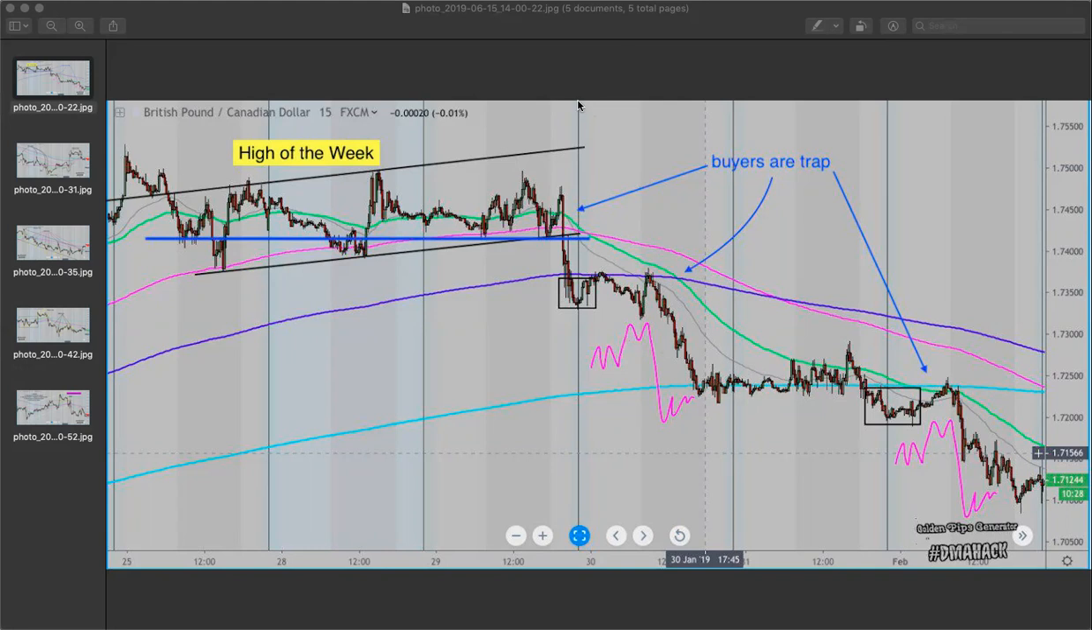The pairs that I got ready for you are mostly British pound Canadian or Euro CAD. These are the pairs that I mostly work with nowadays. So let's see what's up here.